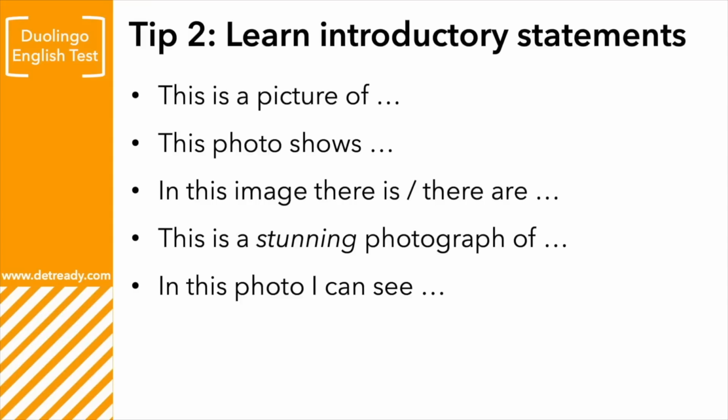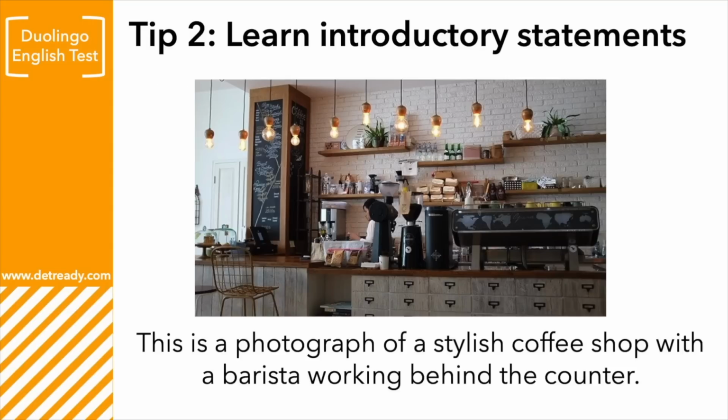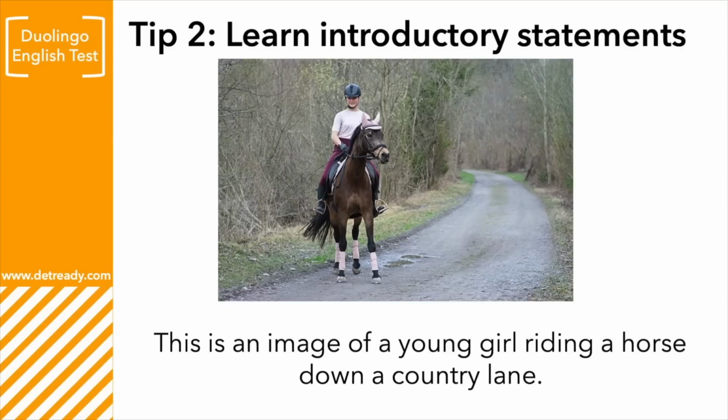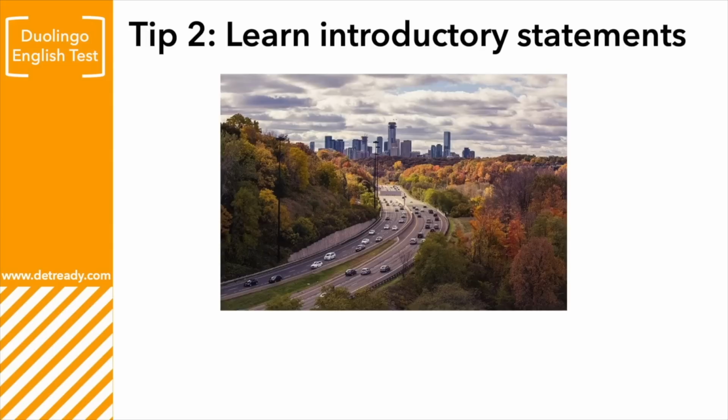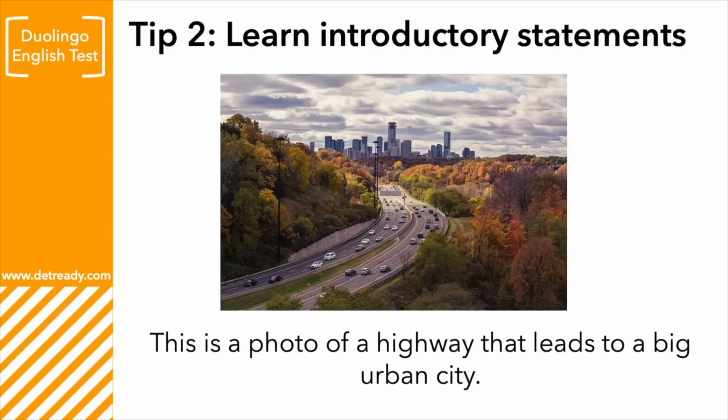Or you can use more adjectives in your answer. For example, this is a stunning photograph of. You can change stunning with another adjective, like beautiful. You can also say, in this photo I can see. So here are some examples. This is a photograph of a stylish coffee shop with a barista working behind the counter. This is an image of a young girl riding a horse down a country lane. This is a photo of a highway that leads to a big urban city.